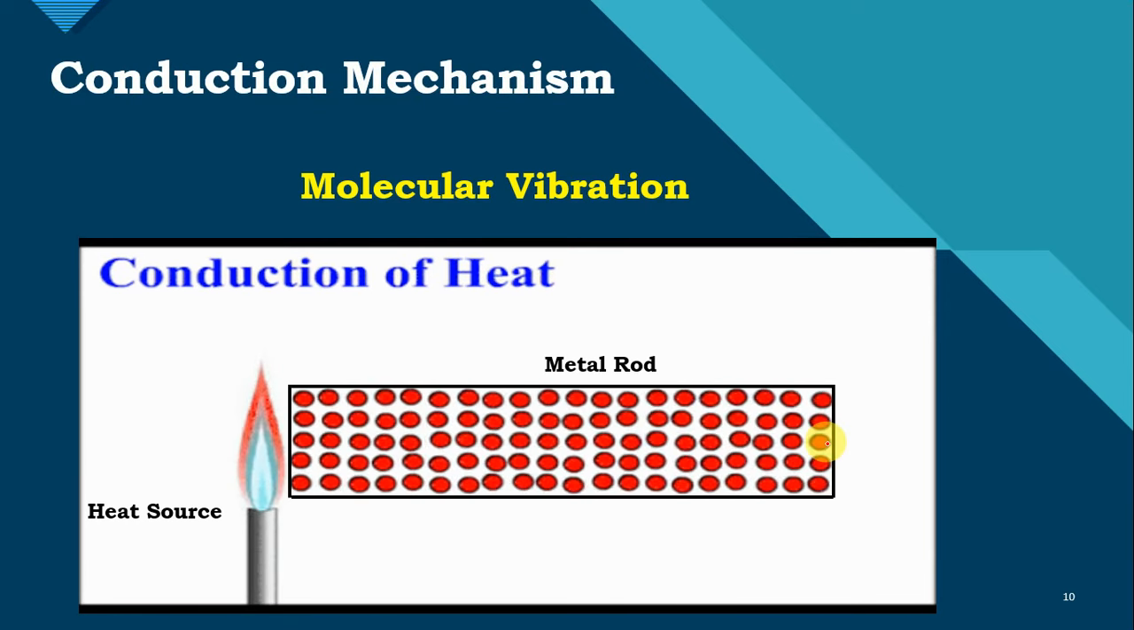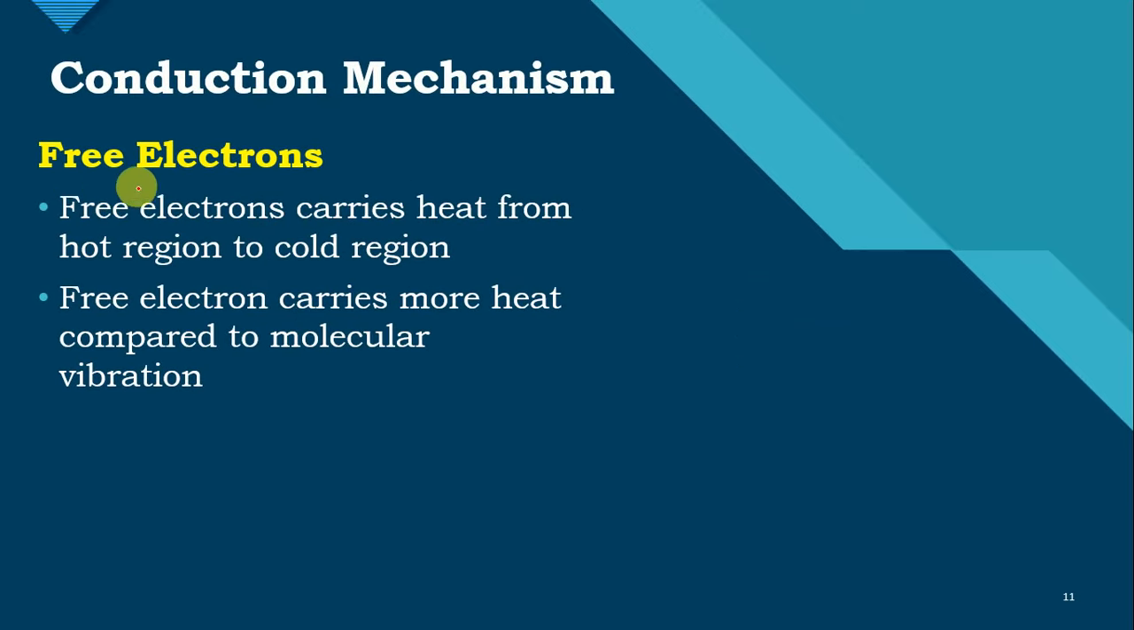So this is the first mechanism, what is called molecular vibration. There is one more mechanism, what is called free electrons. So heat can be transferred in conduction by using free electrons. Electrons are different and molecules are different. Remember, the molecule cannot leave its place, but a free electron can leave its place. Here we have written that free electrons carry heat from a hot region to a cold region. Free electrons carry more heat compared to molecular vibration.